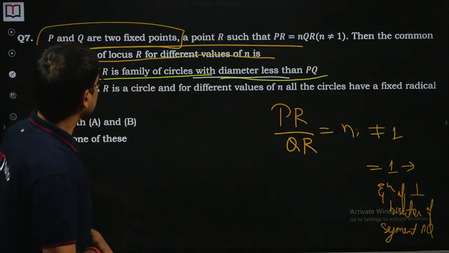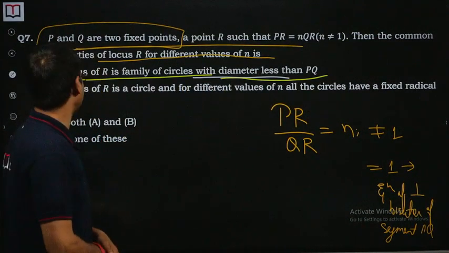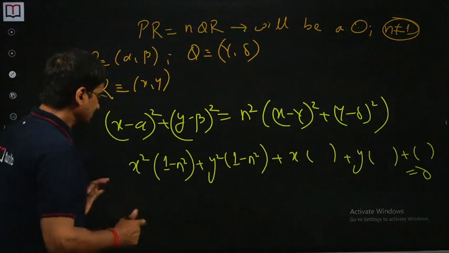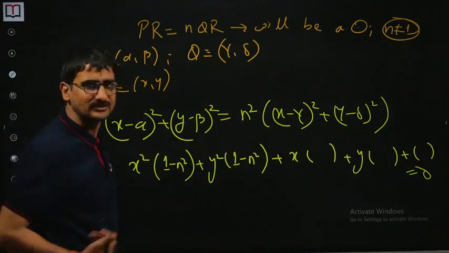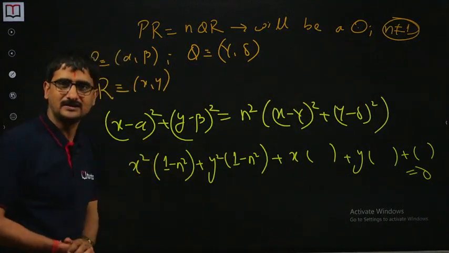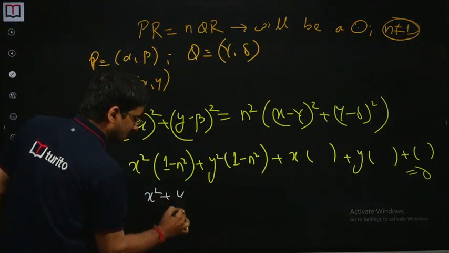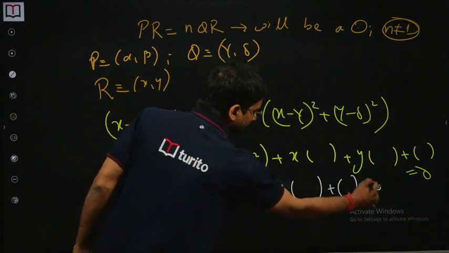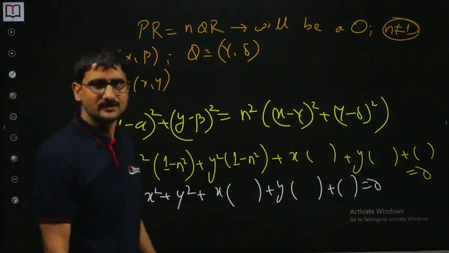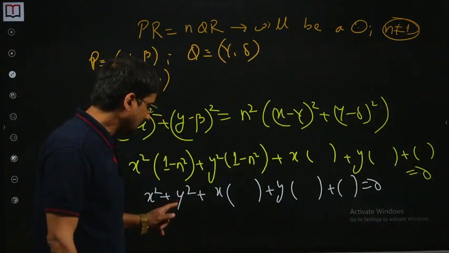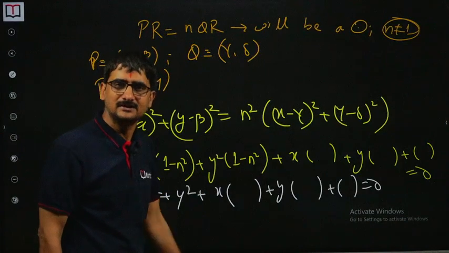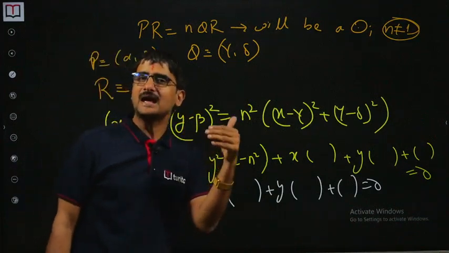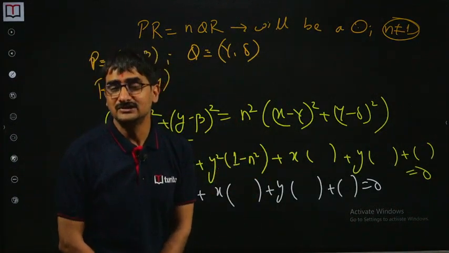Then the locus of R is a circle, and for different values of n, all the circles have a fixed radical axis. That you can try. See, that's a family of circles, for given n. If I divide it by 1 minus n square, so that's a function of n. So for two circles, for n1 and n2, if I subtract them, and if you have a line which is independent of n1 and n2, then you have the answer.